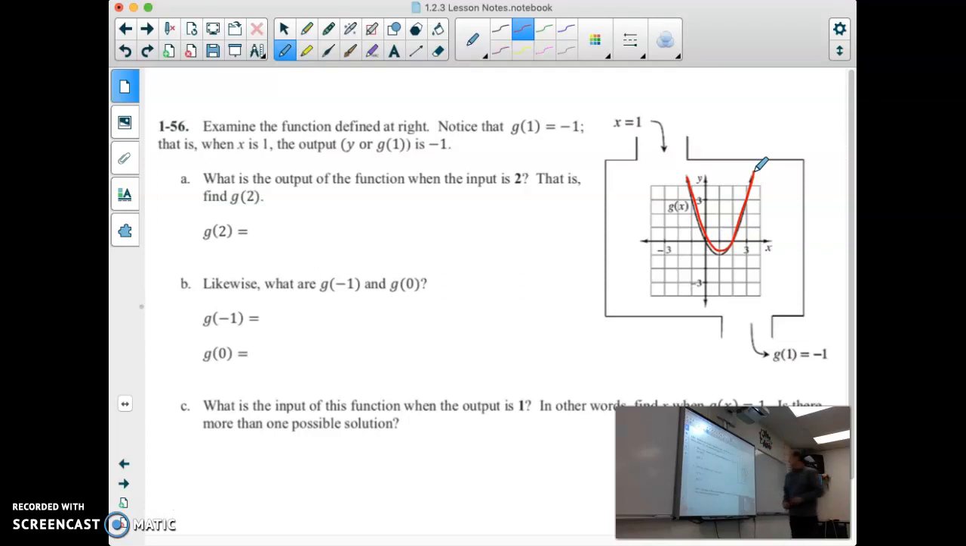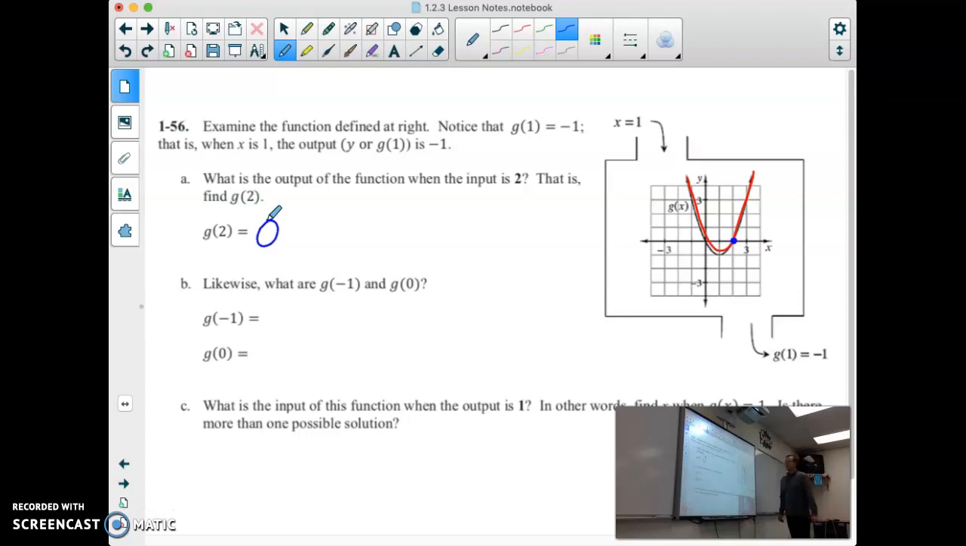So if we look at this graph on the right, if we go to where our input is 2, that is again our x value, we can see our point on that graph, which is right about there, tells us that we are at 2, 0, so our output will be 0.